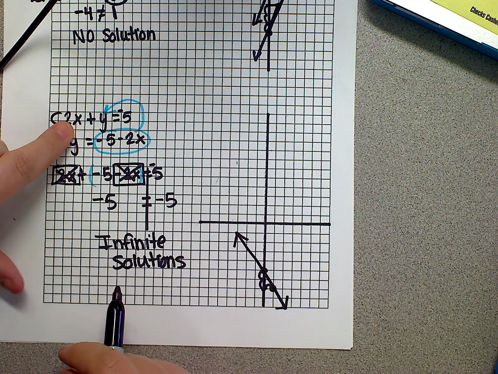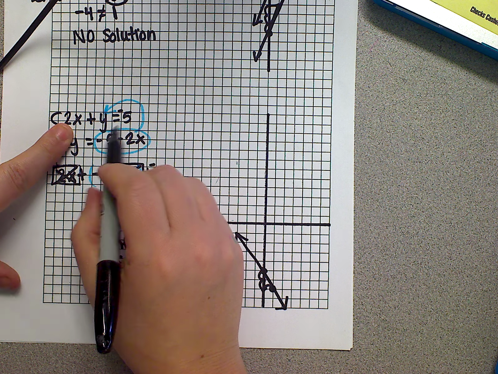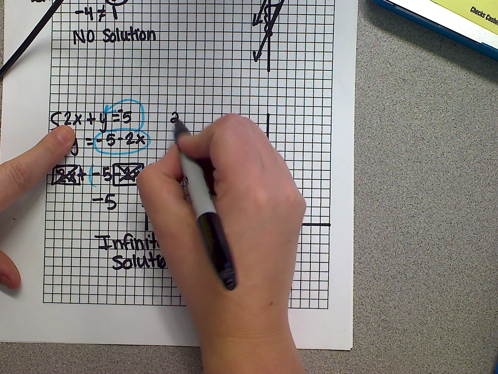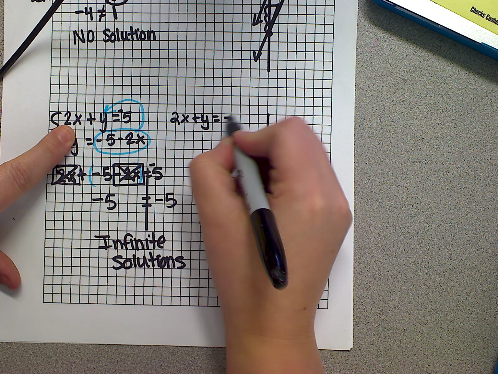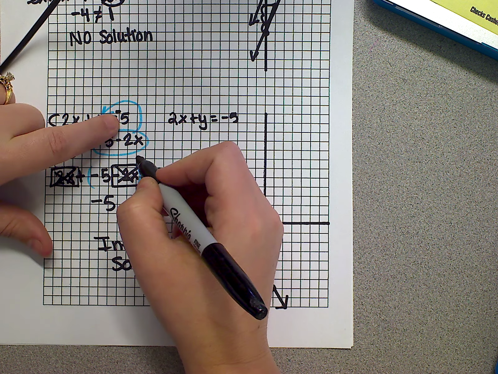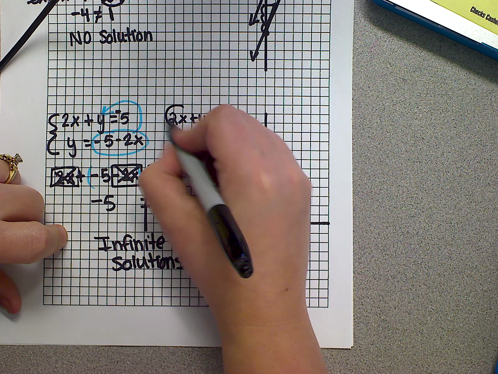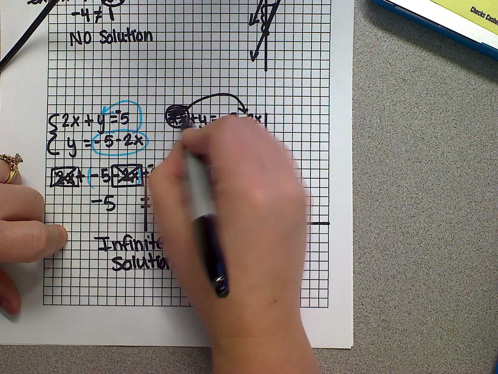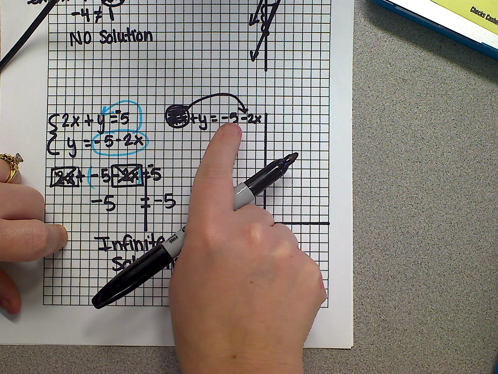And this one we would have to get in y equals form. So to get it in y equals form, we would take 2x plus y equals negative 5, and again, that's supposed to be negative 5. We would move the x, and we get negative 2x, and it's no longer there, so our equation is y equals negative 5 minus 2x.